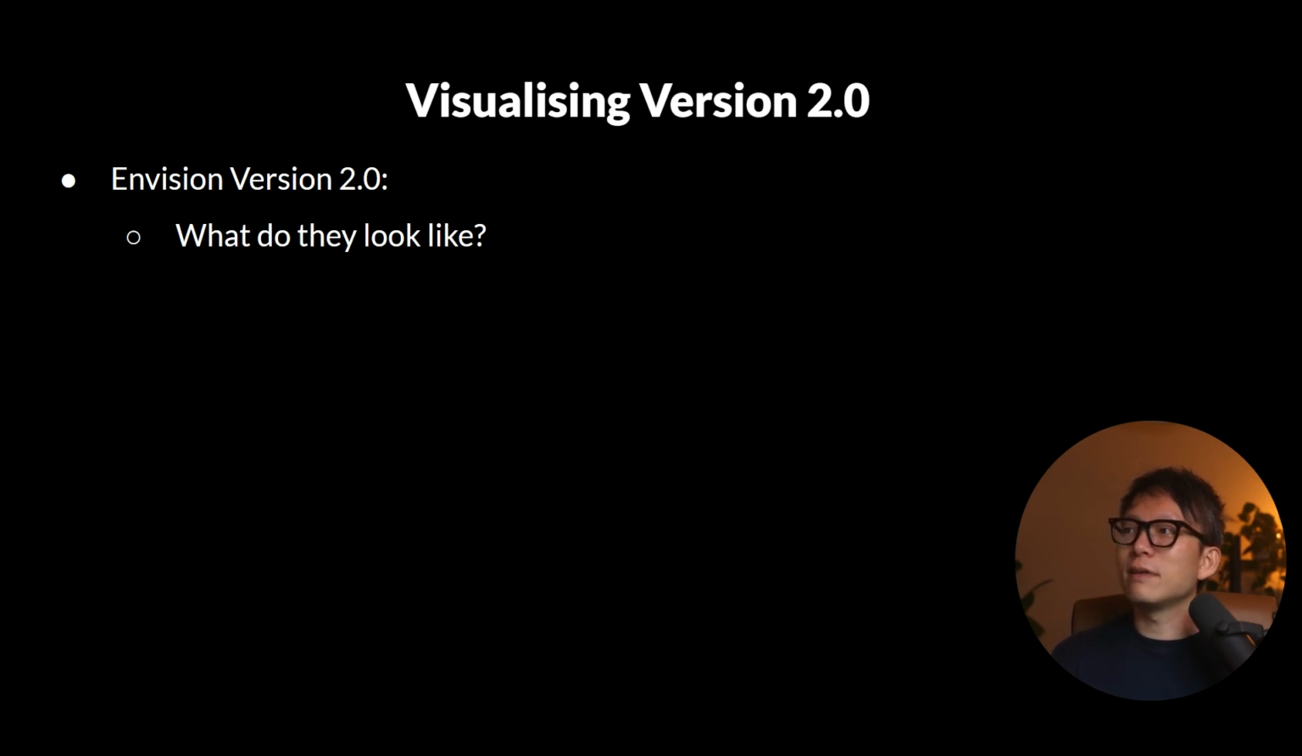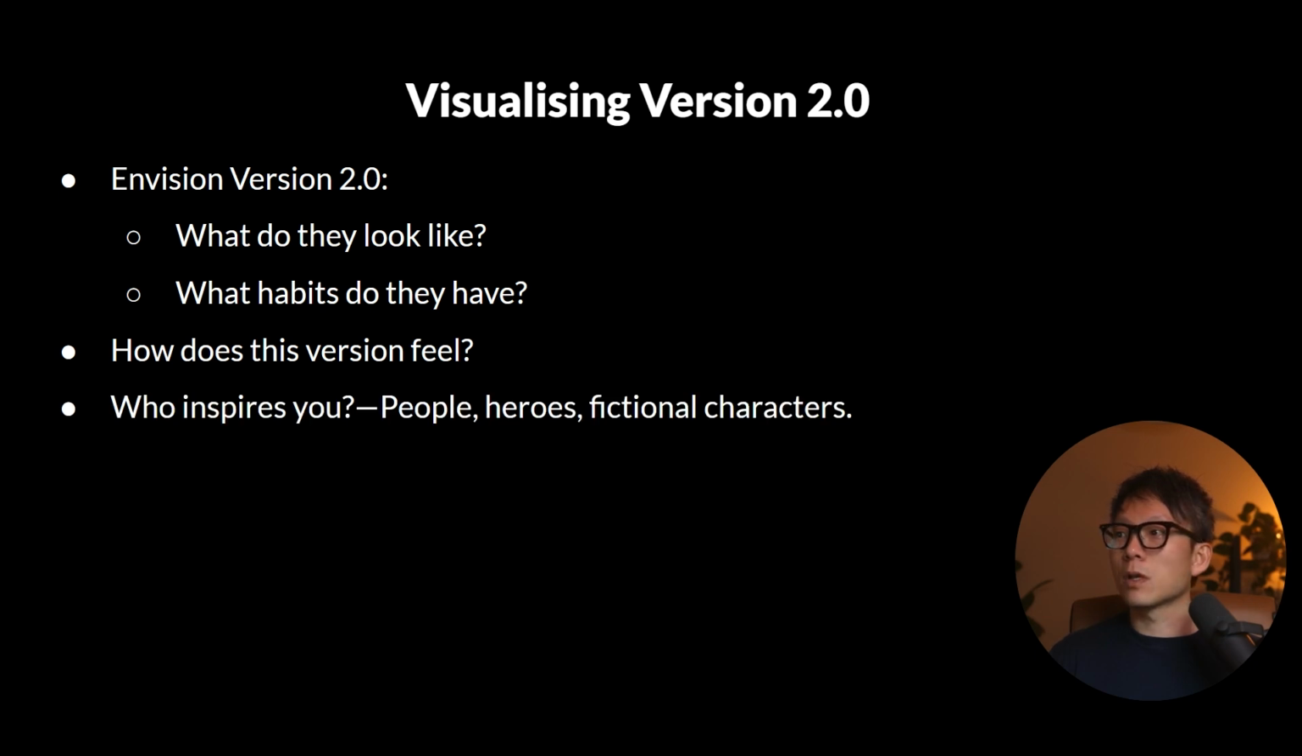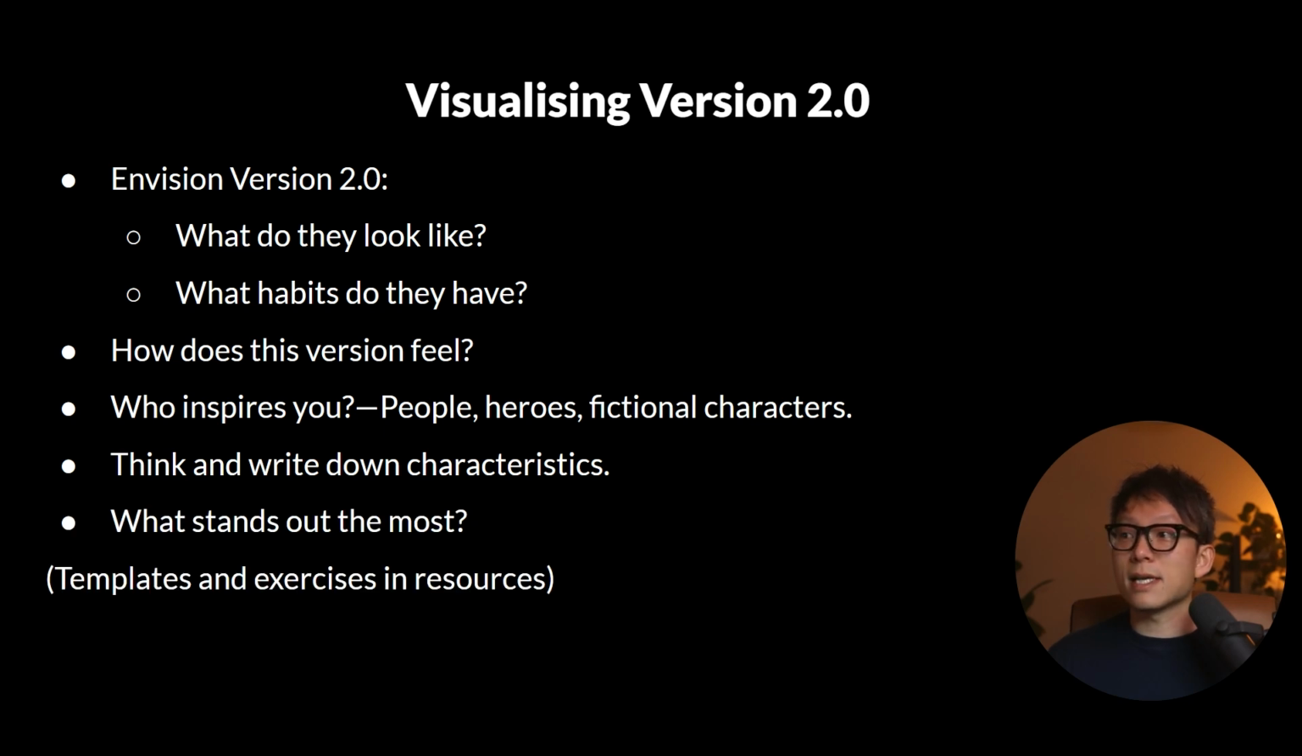So try and envision your version 2. What do they look like? What habits do they have? How does this version feel on a daily basis? Who inspires you? Now, this is where it can be useful. When you're doing this exercise, you can go specifically to extract certain traits that you really like of people that you look up to. Think and write down these characteristics. What stands out the most?